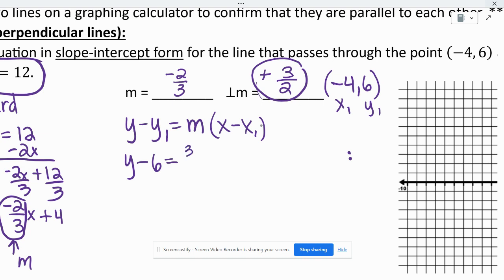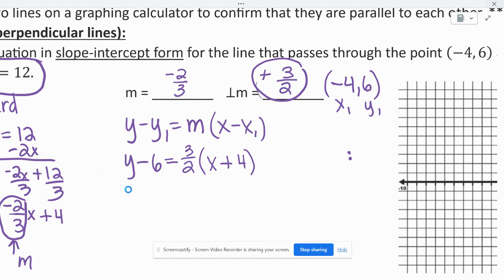3 halves times the quantity x minus, what's x sub 1? X sub 1 is -4. So what do I do for minus and negative? Yeah, it's a positive. I'm going to turn that into plus. Yeah, plus 4. I don't subtract.